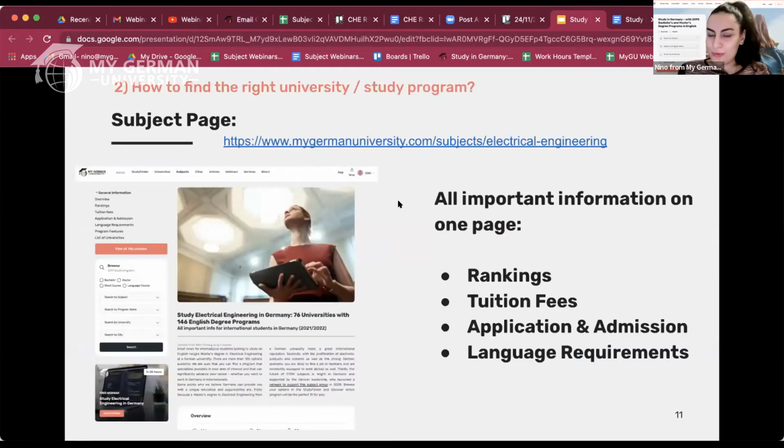If you want to know a general overview of what the subject generally means, and what are the usual rankings, tuition fees, application requirements, language requirements, and so on, or you just want to have an overview of the whole subject as it is, then you can also use our subject page, which is really useful because it accumulates all this information, and it's easier for you to navigate and decide if you want to study in this field or not at all.